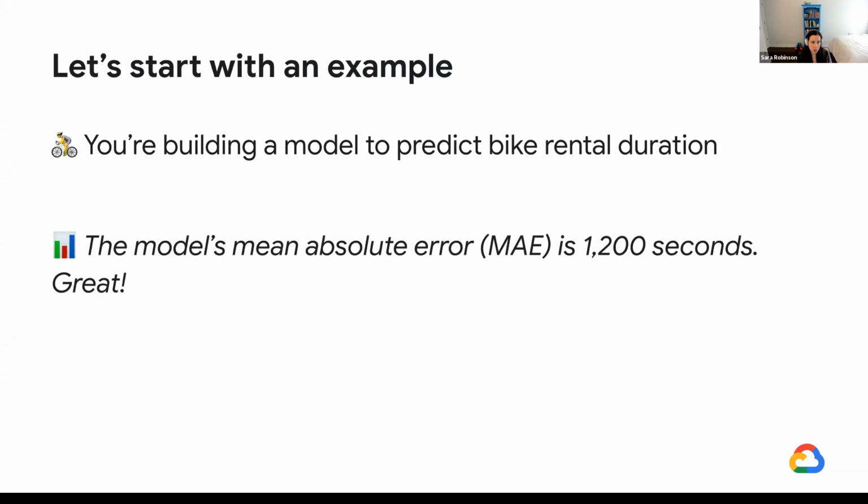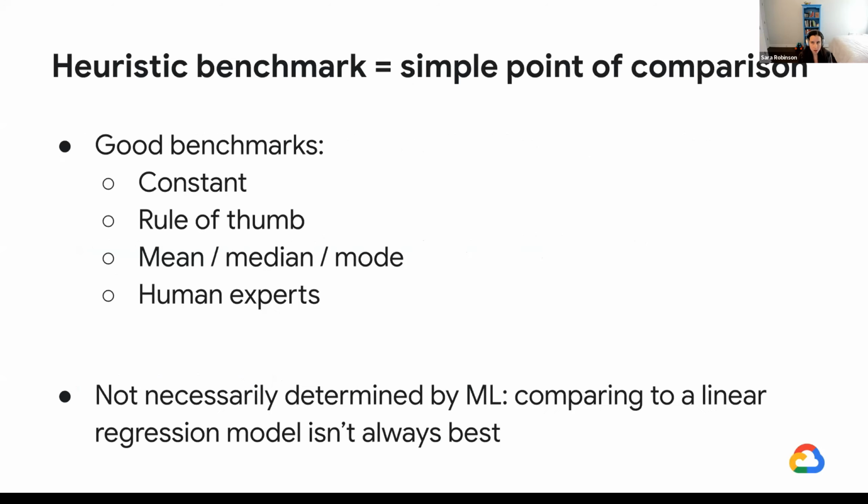And you train a model and you find that the model's mean absolute error is 1,200 seconds. So that's great news, or actually is it great news? You don't really know, especially if you're trying to summarize this model to someone else, maybe someone on the business team who asked you to build this model. If you just go to them and say the mean absolute error is 1,200 seconds, they're not going to really have any context for that. So you don't know if that's good or bad, which is where the heuristic benchmark comes into play.